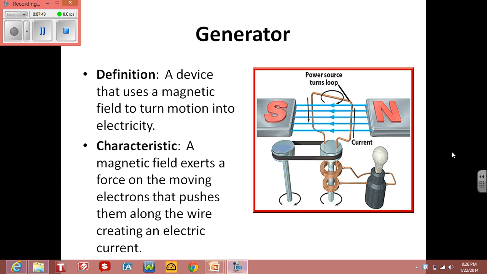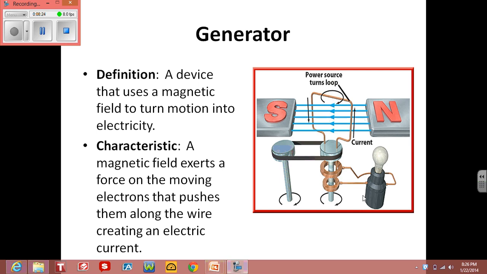A magnetic field exerts a force on the moving electrons that pushes them along the wire, creating an electric current. So the electrons are already there, and what you're doing by spinning this wire is pushing them through the wire, which is creating the electric current. Generators are the source of how we get electricity in our homes. There are huge generators inside power plants, and they have these basic components, magnets and current carrying wire, which is producing the electricity that we get.